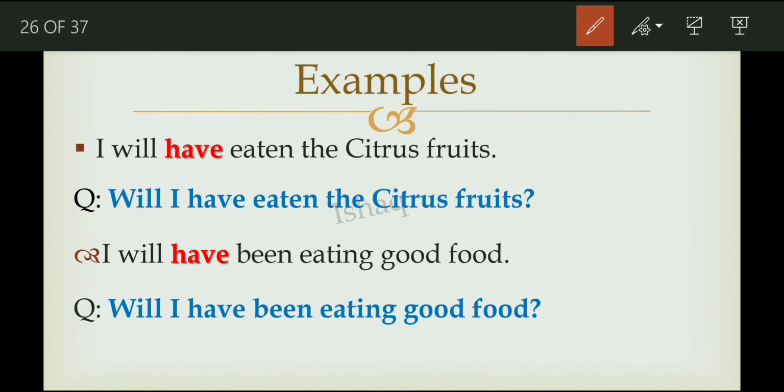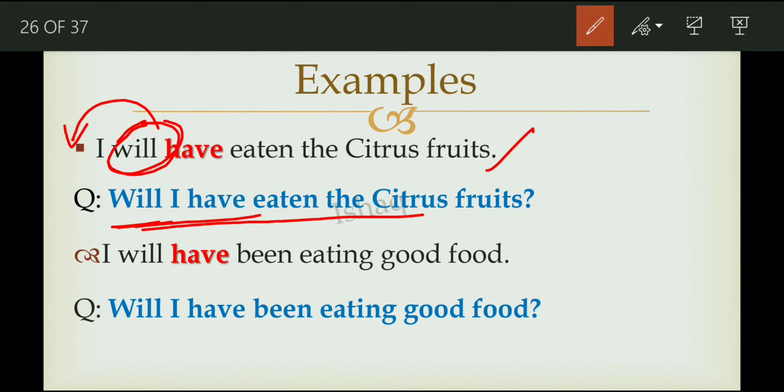This is what we have said. Now you should know that in future tense, the auxiliary verb or modal auxiliary verb which tells us the future tense will be coming before the subject I. So, will I have eaten the citrus fruit? Are you clear about this? This "have" will not come before the subject, only "will" will be coming in front of the subject. Will I have eaten the citrus fruits?